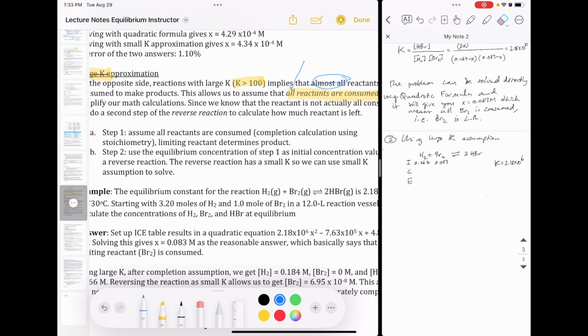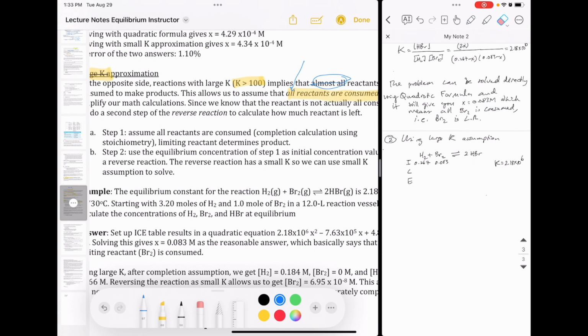This is the kind of calculation that we always did in Chem 11. We assumed that one of the reactants, which we call the limiting reactant, is completely consumed. And as a result, we just need to calculate how much of the other reactant is left, which we call the excess reactant, and we can also calculate the amount of product. That's what the large K approximation is. It's basically the same kind of calculation you did in Chem 11.